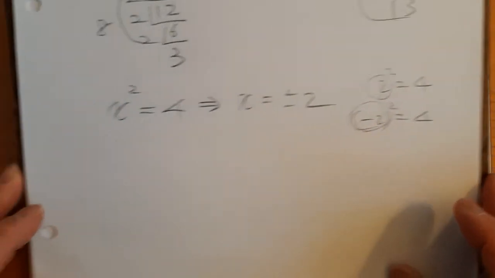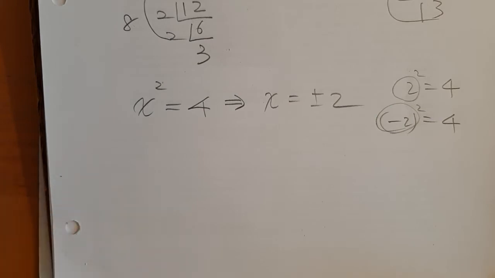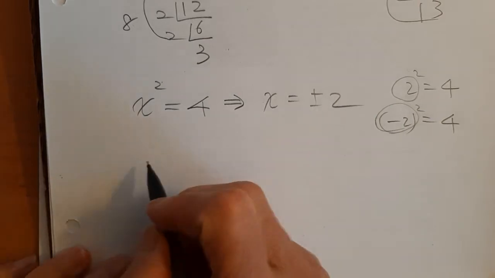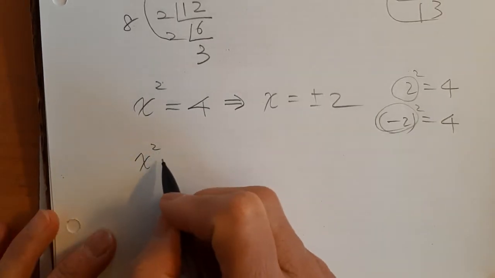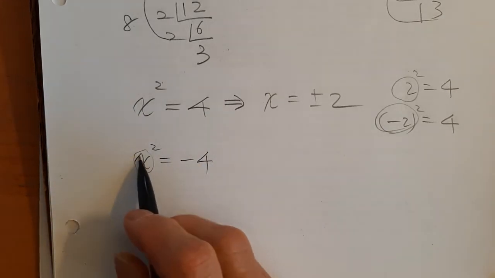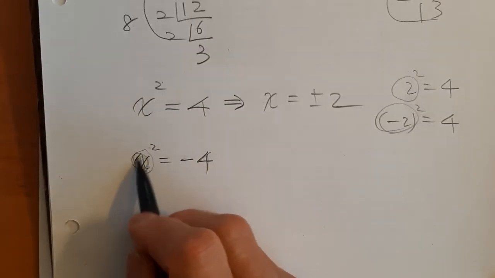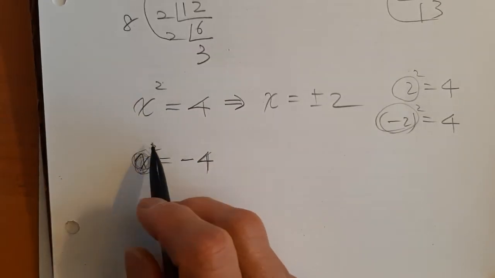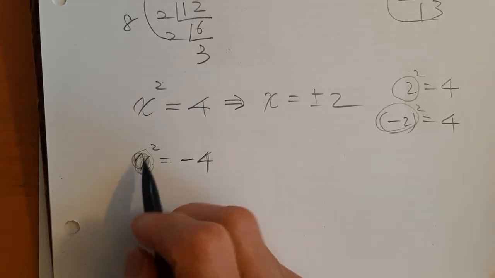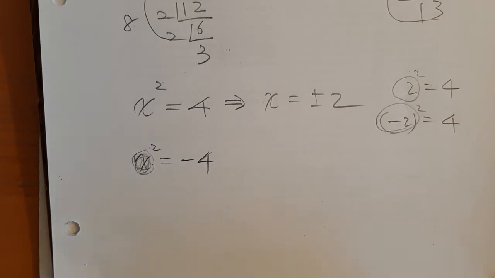So x can be positive or -2 for the real numbers. But how about x squared equal -4? Are there any real number squared equal a negative? Never, because any positive times positive is positive. Negative times negative is still positive, never equal negative. So we have to create a new number.